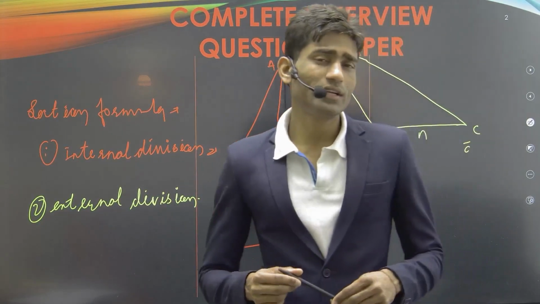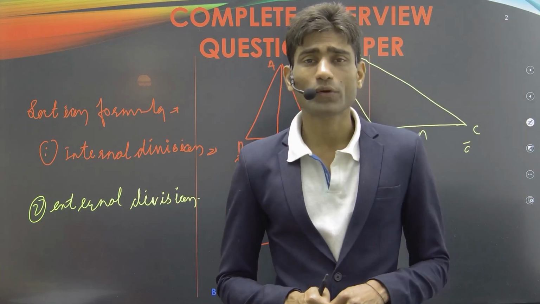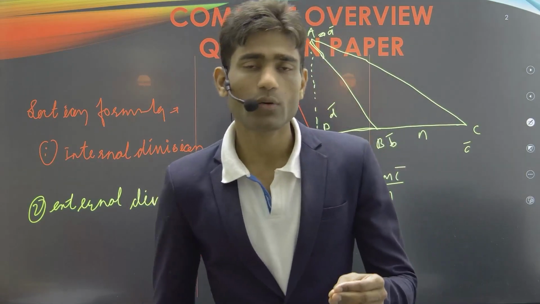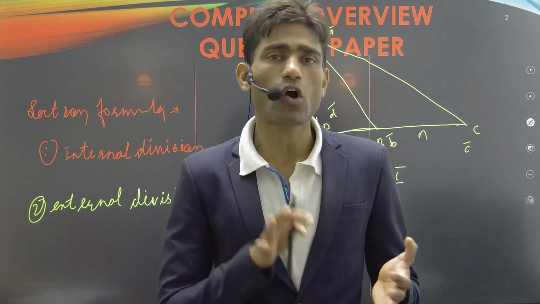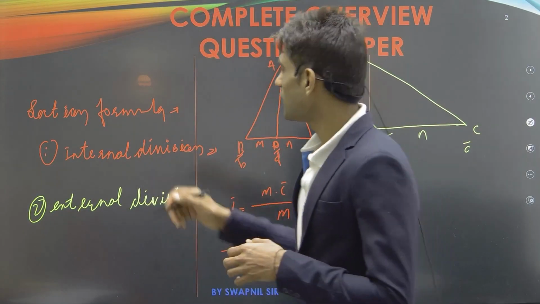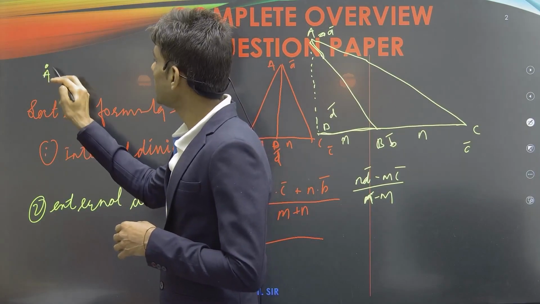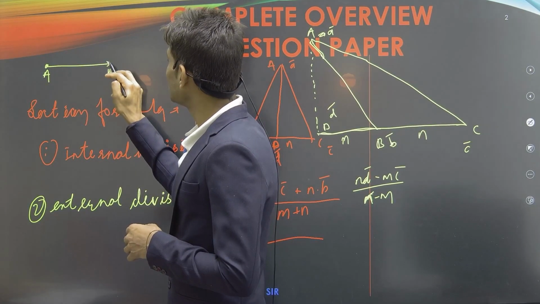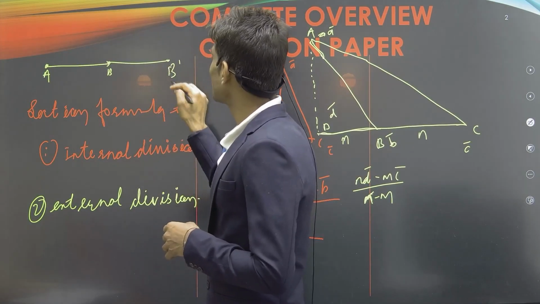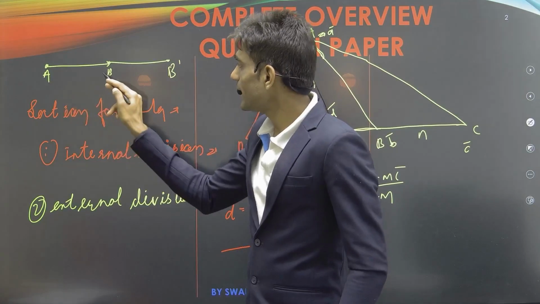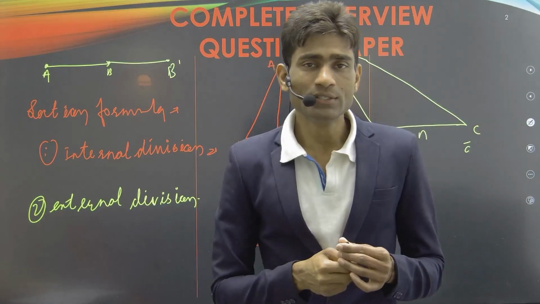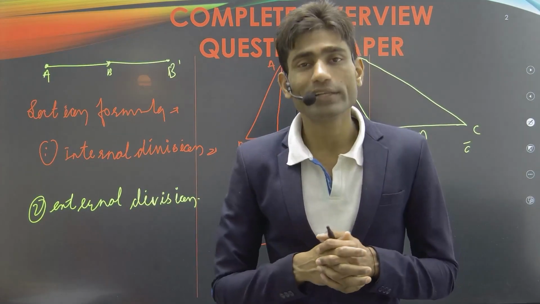And the condition for collinearity you also need to know. When we say two lines are collinear, it means the lines are parallel to each other or along the same line. Line segment AB along with the line segment BB dash means both are along the same line, so we consider these collinear lines.